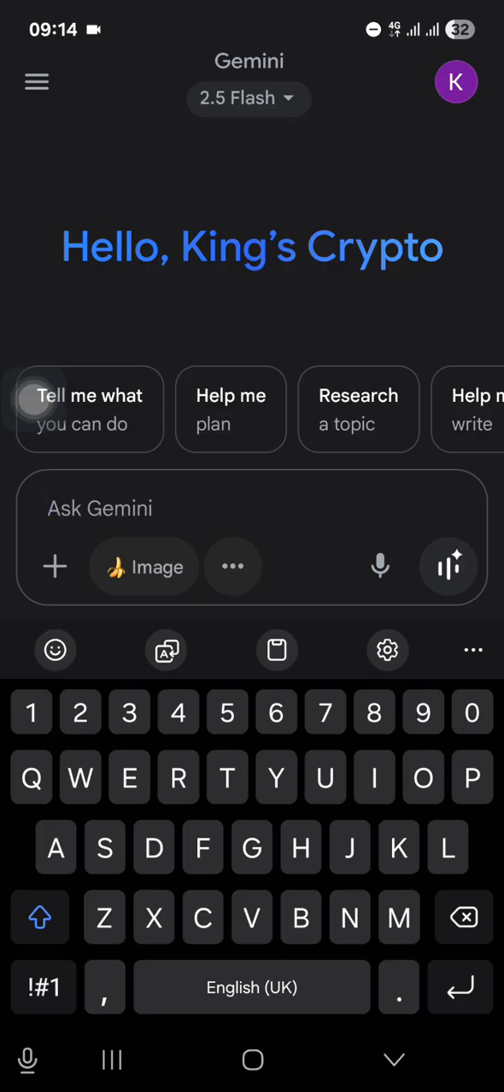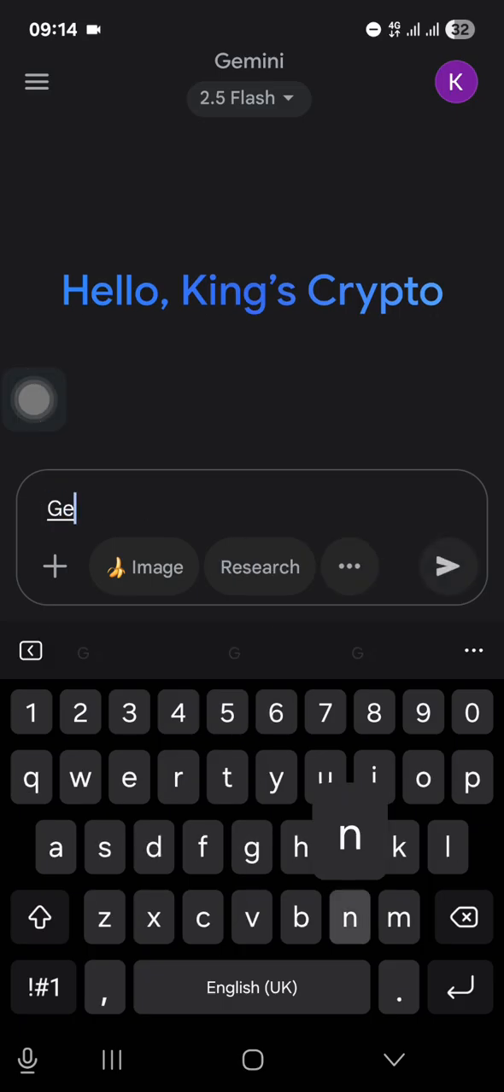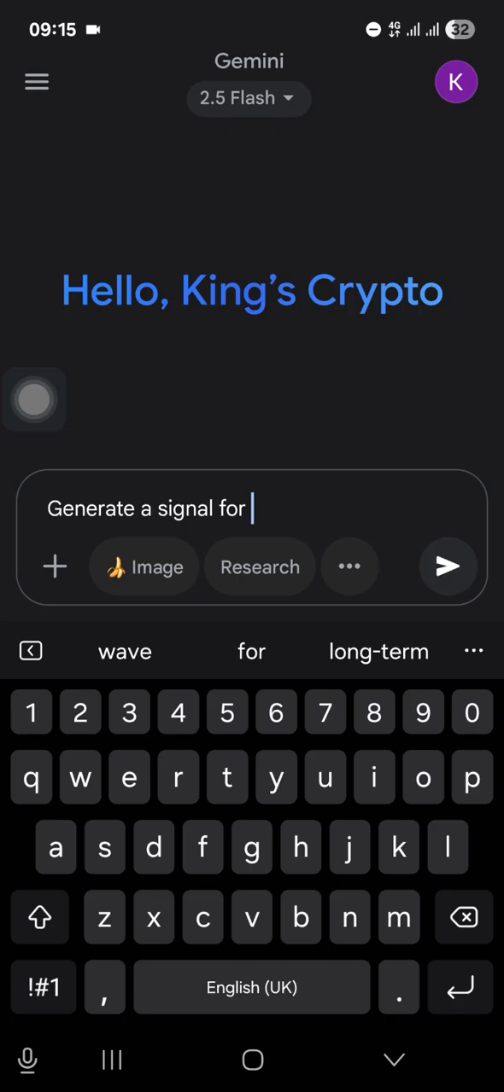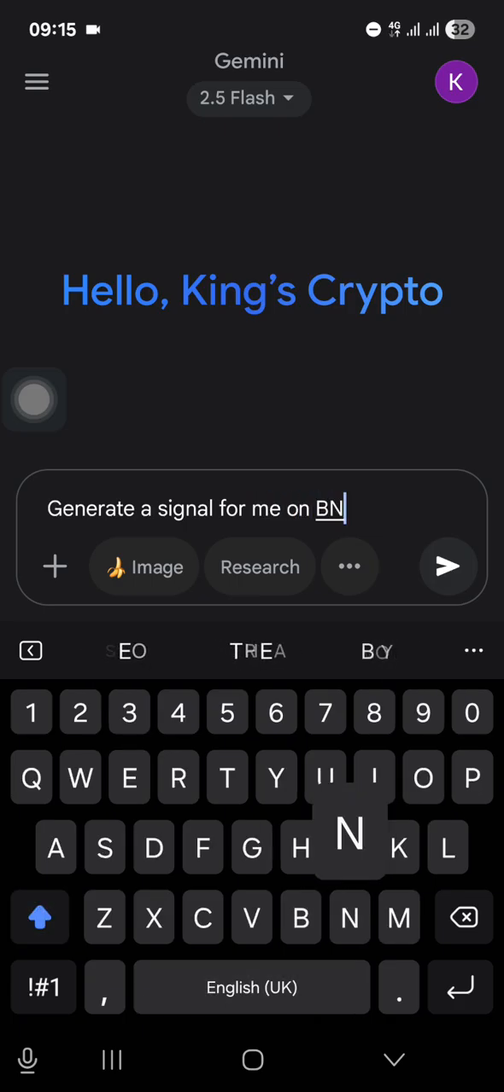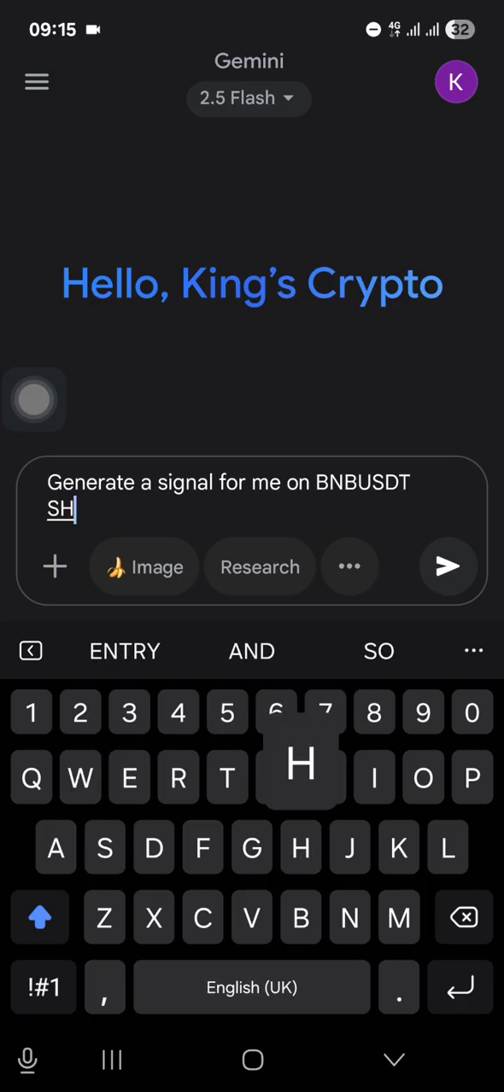So now I'll ask the AI right now, generate a signal for me on BNB USDT. Should I long?